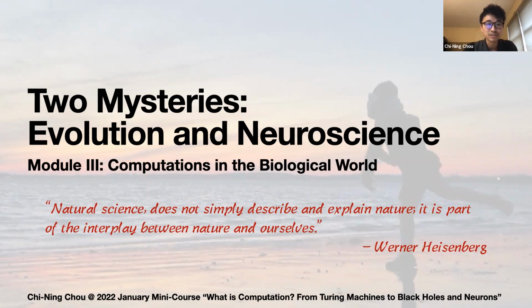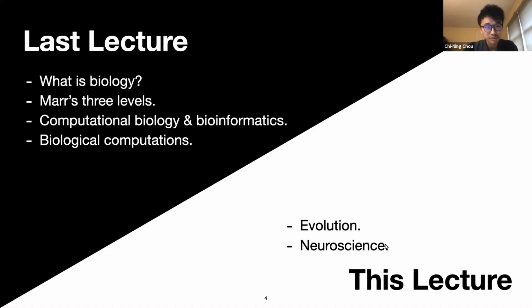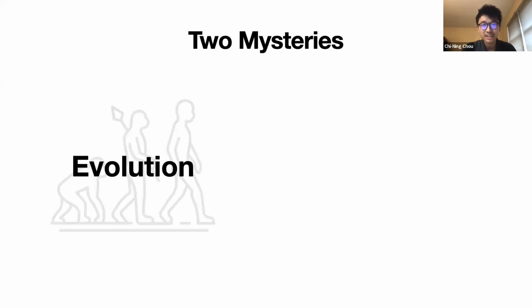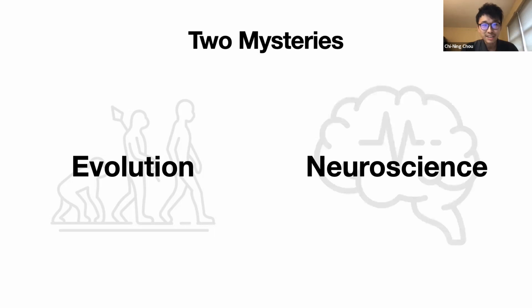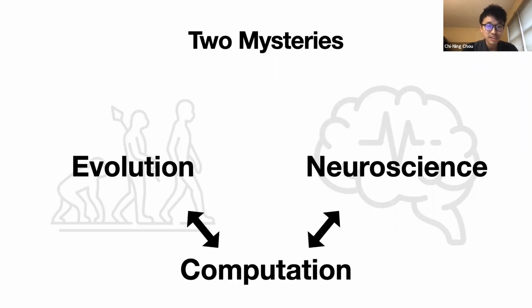The focus of today is going to be evolution and neuroscience. As I recall, two days ago, we had our first lecture in the biology module, talking about lots of different examples of how computation and biology interplay with each other. And today we are going to focus on two, in my opinion, the two biggest mysteries in biology. One is evolution, which studies throughout time how life came to be, or what the origin of life is. And the second mystery is ourselves, our brain: how does our brain really work? And we are going to look at these two mysteries through the lens of computation.